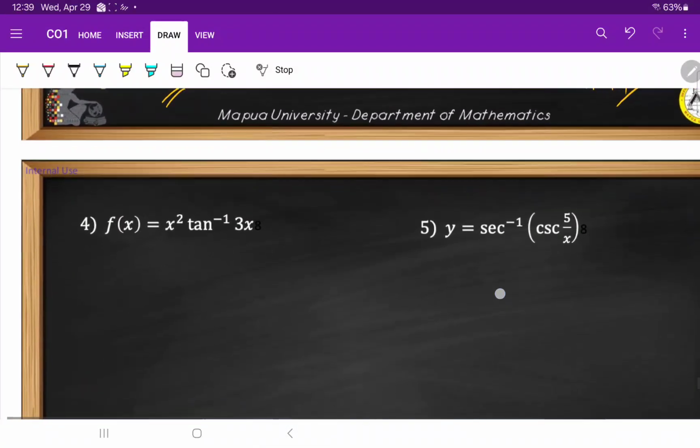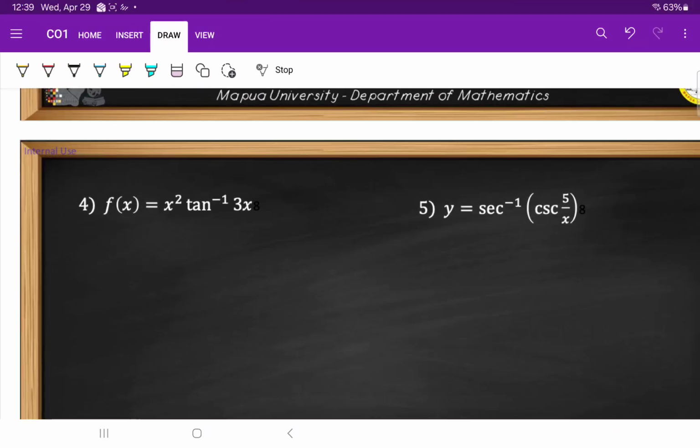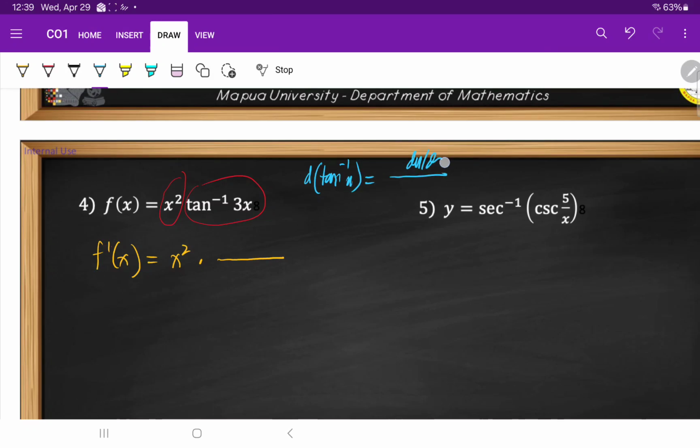Okay, for the next one, for number 4, we use here derivative of product. Okay, so, what's f prime of x? We copy the first, which is x squared. What's the derivative of arctangent? What's the formula for the derivative of arctangent? Arctangent u is equal to du dx over 1 plus u square.